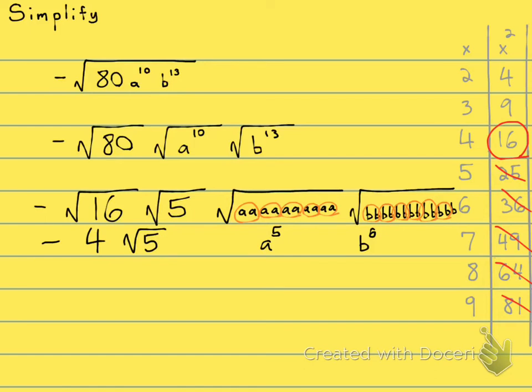But then very important to notice that there's 1 b left over that I cannot take out. He's still trapped under the radical. I need 2 underneath to get 1 out, and this guy is all by himself.